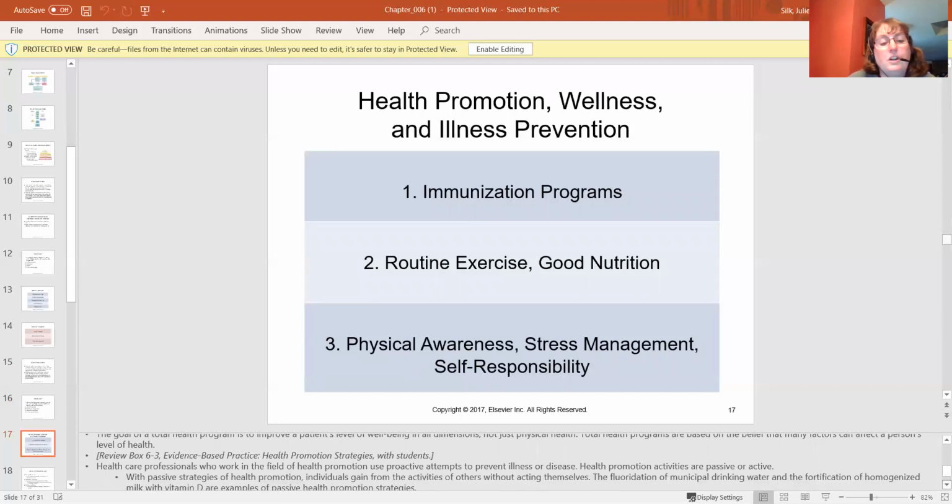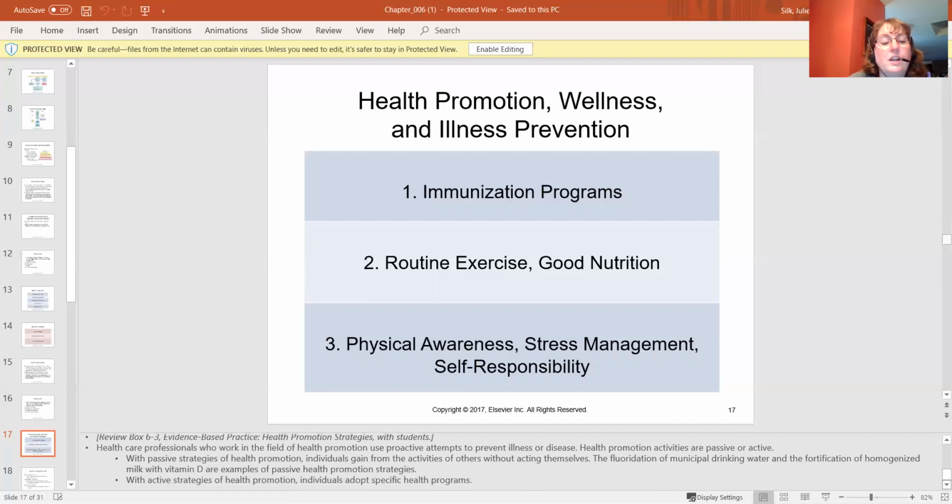Healthcare professionals who work in the field of health promotion use proactive attempts to prevent illness or disease. Health promotion activities are passive or active. With passive strategies of health promotion, individuals gain from the activities of others without acting themselves. So the fluoridation of municipal drinking water and the fortification of homogenized milk with vitamin D are examples of passive health promotion strategies. With active strategies of health promotion, individuals adopt specific health programs.